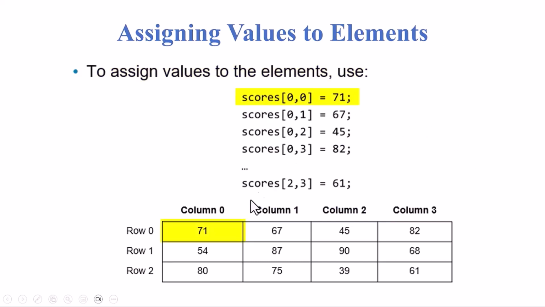You're putting a 71 right into the 0, 0's column. Score 0, 1 is equal to 67. So score row 0, column 1 is 67. We put it right in here. So that's how you can actually put things in there.